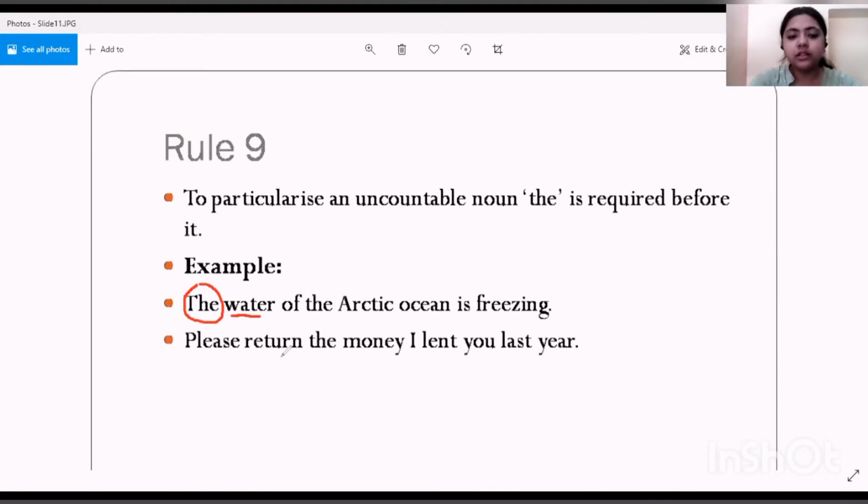Then, please return the money I lent you last year. See, money is again an uncountable noun. Okay, coins and notes are countable, but money is not countable. Money is a quantity. Okay, so again, don't get confused that money we can count. No, we cannot count money. We can count the currency. All right. So please return the money I lent you last year. So again, the is used over here in order to particularize an uncountable noun.